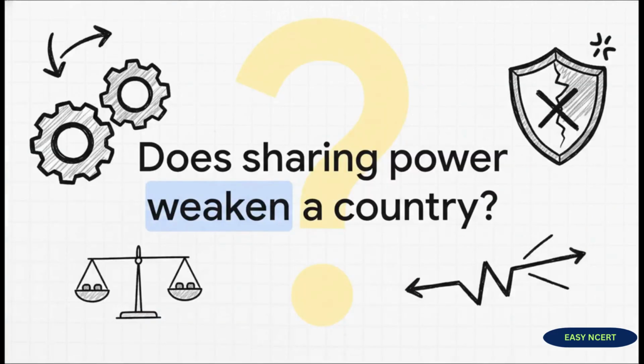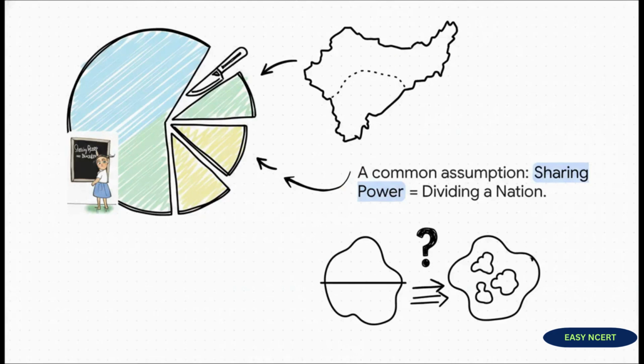So, there's this idea you hear a lot, right? That sharing power is basically the same as dividing a country, and a divided country is a weak country. But is that actually true? I mean, you can kind of see the logic. If you slice up a pizza, every slice is smaller. But is running a country really like slicing a pizza?